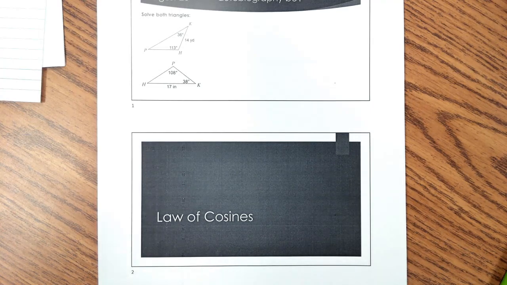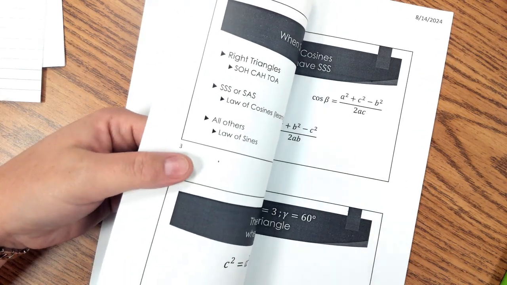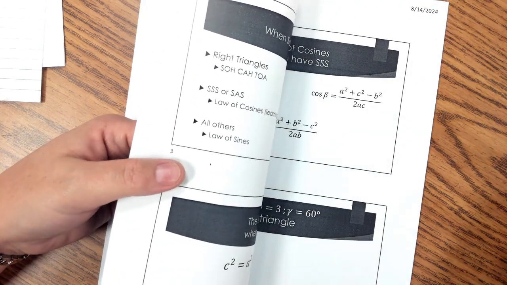Okay, now we're going to talk about law of cosines. And this is a little bit easier-ish. They don't have the ambiguous cases. However, the formulas are a hot mess, so they're a little bit more in-depth to remember, okay?